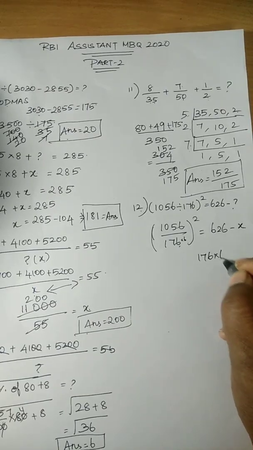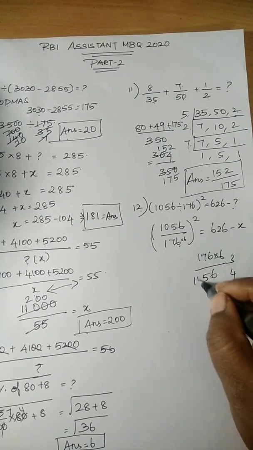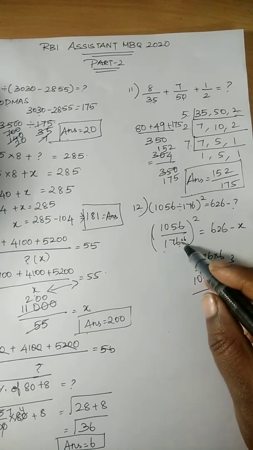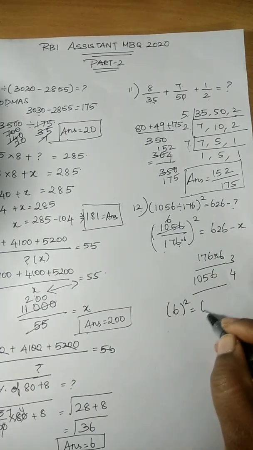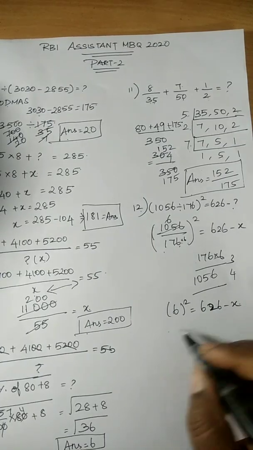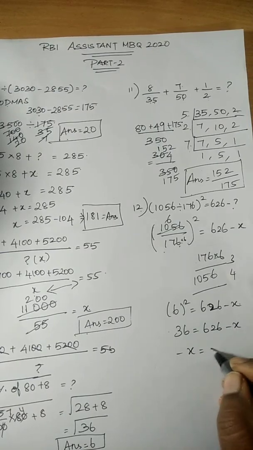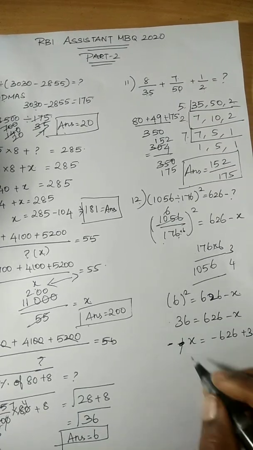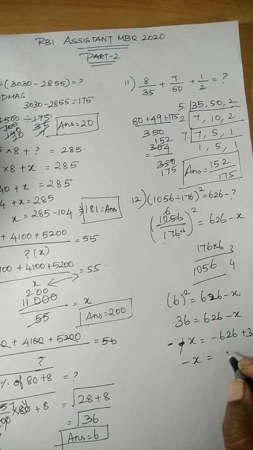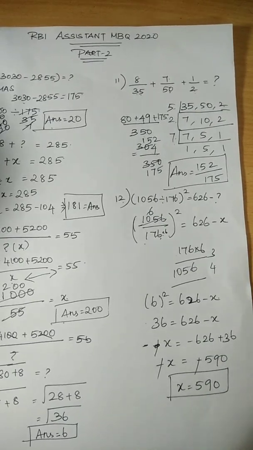So if we multiply by 6, what do we get? Let's see, 176 into 6 are 36, balance 3, 42, 45, balance 4, and then 1056. So 176 into 6 are 1056. Now 6 square is equal to 626 minus x. So 6 square is 36, and 626 minus x. So keep x here. Minus 626 plus 36 minus x equals 0. Okay, minus x is equal to minus 590. So minus minus get cancelled. x is equal to 590. So this is the answer for this question.